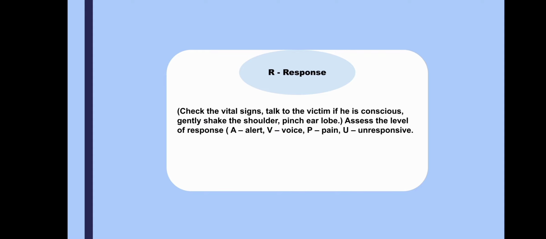Second one is R. R for response. The second step to do is to check the vital signs and talk to the victim. And if he is unconscious, gently shake the shoulder and pinch the earlobe. Assess the level of response. You have to check, there are four types of response. First is alert. Second, voice. The next one is if they feel pain. And the last one, if they are unresponsive.